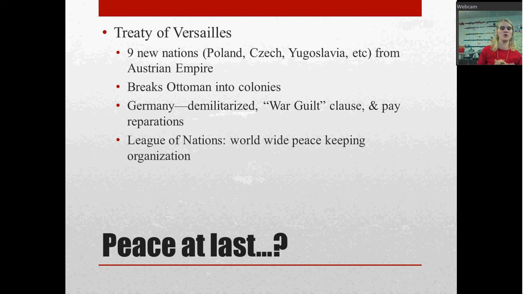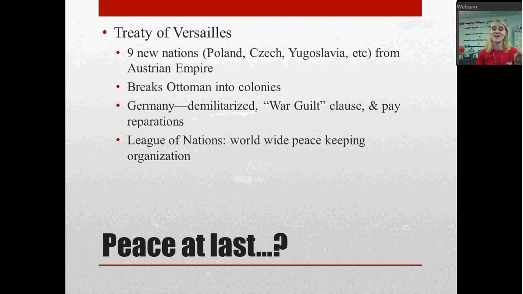Yeah. So, Germany, they get demilitarized. Means they don't get to have a navy. They don't get to have an army. They don't get to have anything. Rude, right? Then, they have to sign something called the War Guilt Clause. The War Guilt Clause says we take complete and total responsibility for this war. Was it Germany's fault? No, Austria's fault, right? But Germany has to take all of the blame for it.